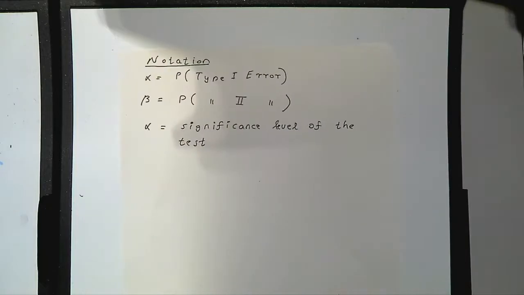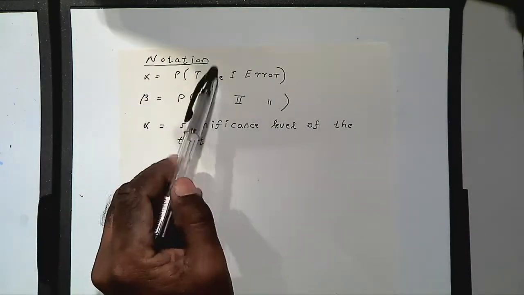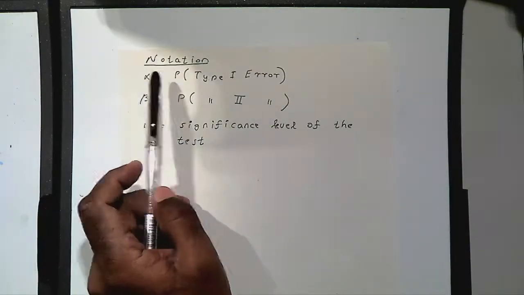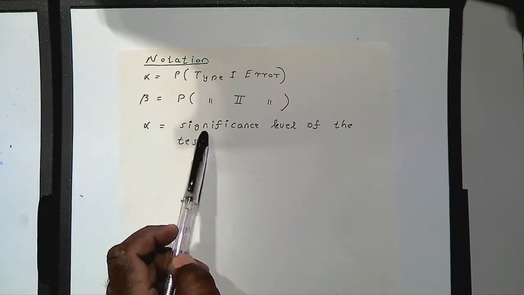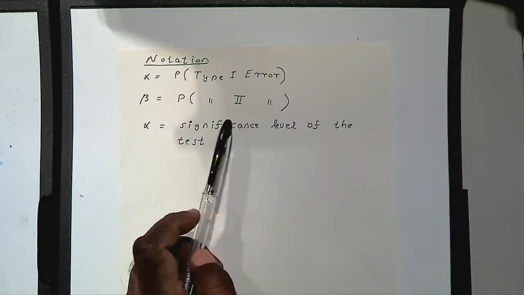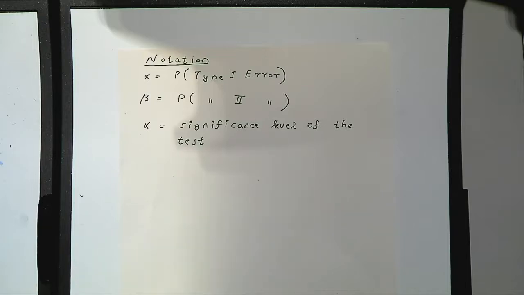And then some notation I gave you. This is the notation. Alpha denotes the probability of type 1 error. Beta denotes the probability of type 2 error. And alpha is also used to denote what is known as the significance level of the test, right? So this is some notation.